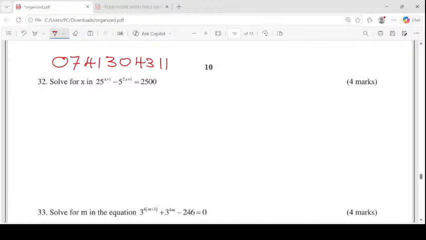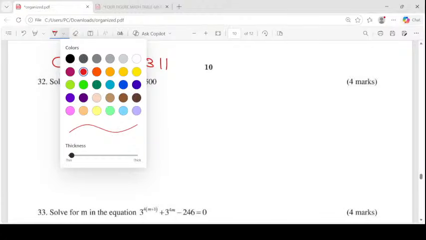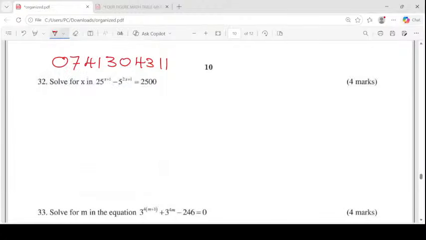Maybe before I refer to that law, let me have this done this way. I know that 25 can be written as 5 to the power of 2. So I can say this is 5 power 2 into x plus 1. Remember 5 power 2 is like saying 25. Then minus 5 power 2x plus 1 is equivalent to 2500. That is the first step.